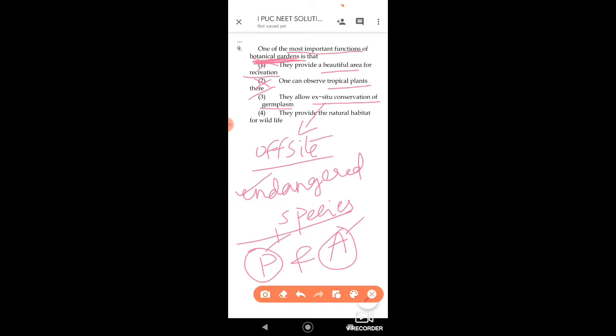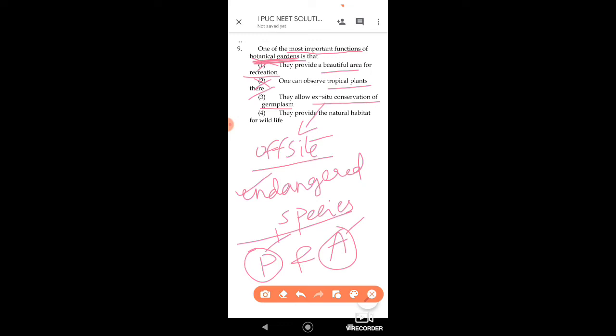All right, so this is what we call ex situ conservation of germplasm of plants, and generally of plants, but even a few animals can also be considered, because to maintain the plants, to maintain the endemic aspects of the plants. Endemic here refers to the natural habitat of that plant. If you want to maintain it, we need to have a few animals as well. But let me tell you, the most important is that it allows the ex situ conservation of germplasm.